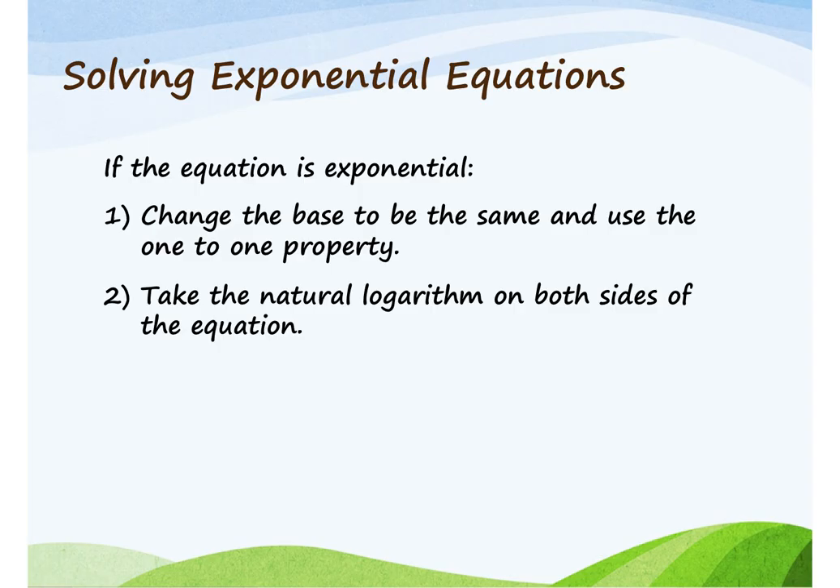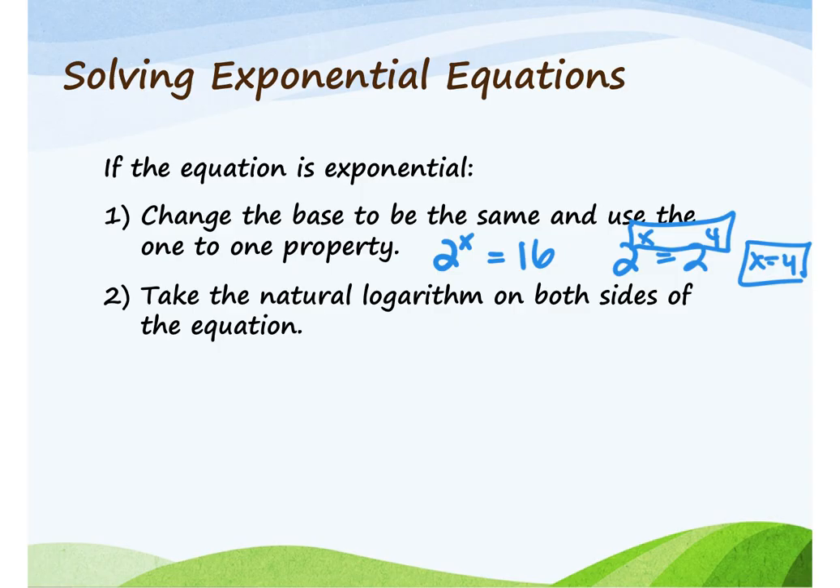If I had an equation that said something like 2 to the x equals 16, then I would change both of these so that 2 were the base. 2 to the x would equal 2 to the 4th. And then when the bases are the same, I set the exponents equal to each other and I solve. So that would be an example of what it could look like if they can be changed to the same base. And then we use the one-to-one property to solve them.